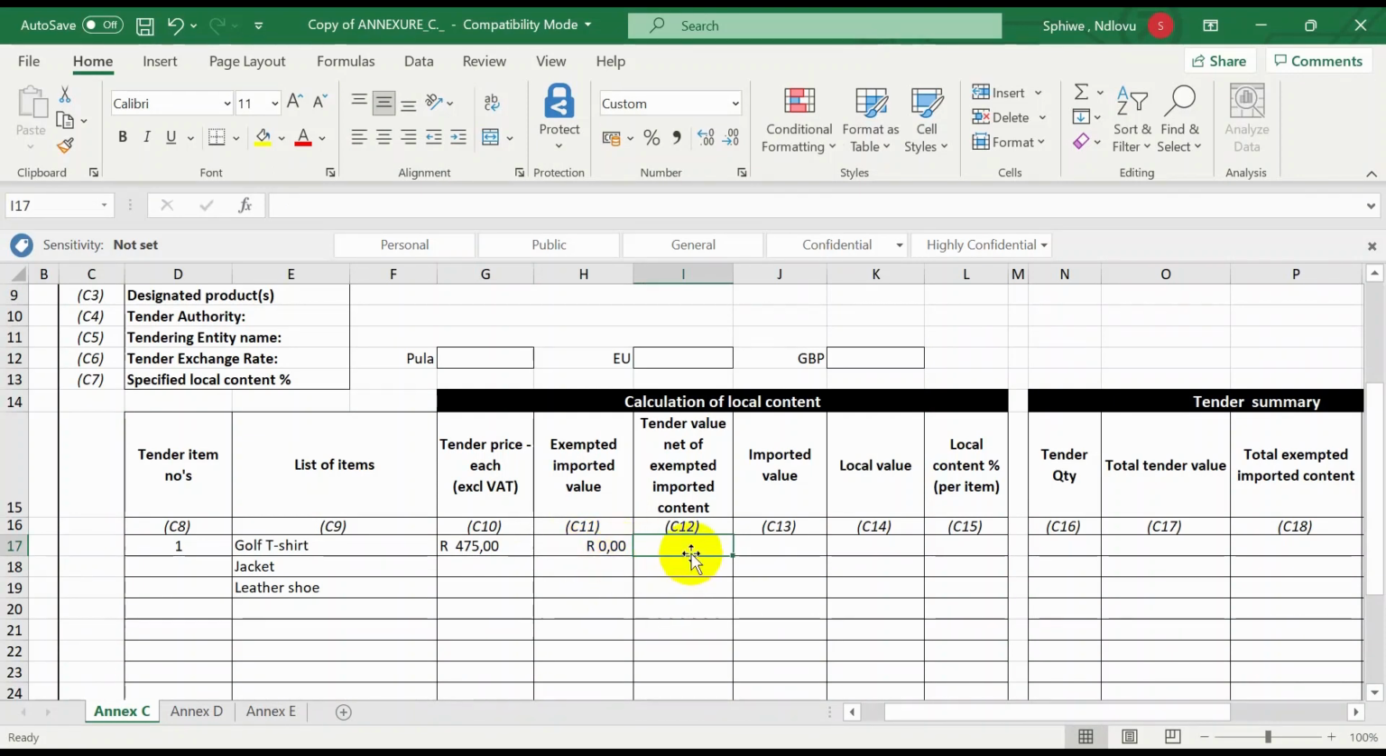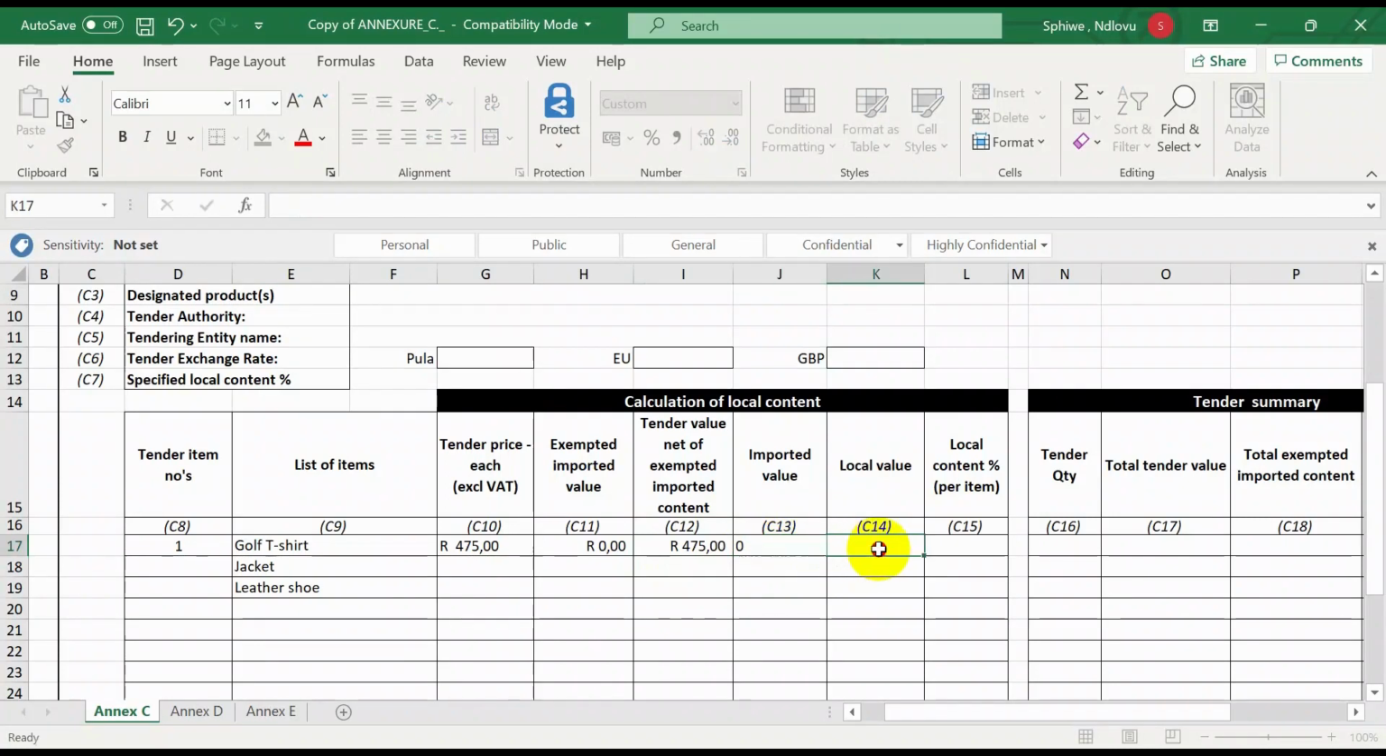And then the net total, the tender value net of exempted imported content. So under C12, what we need to provide is we deduct C11 from C10. Then we still get 475 because it's 475 minus 0, which gives us 475. And then what is the import value? This is what we would have gotten from Annexure D section B. It's 0. There are no imports.